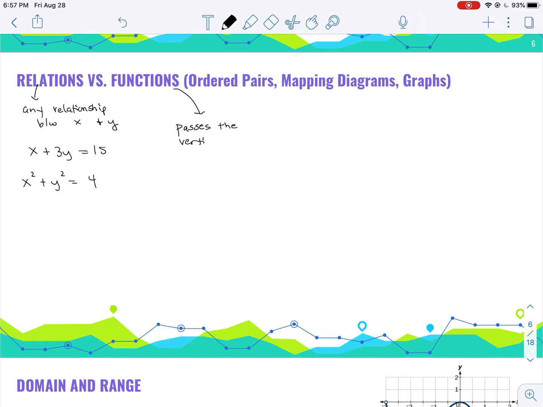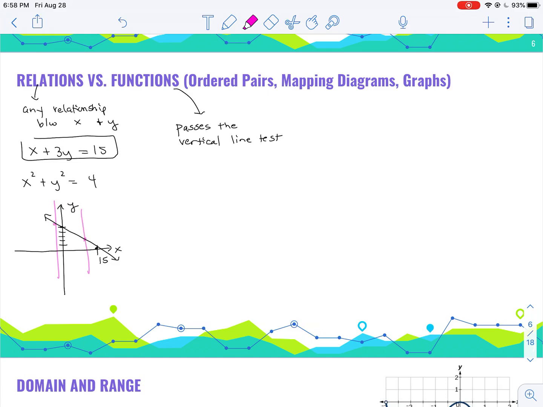It's going to pass the vertical line test, meaning that if you were to graph each of these, only one of them would pass the vertical line test. So if I graph x plus 3y equals 15, I'm just going to graph it using intercepts. So the y-intercept is 5, and the x-intercept's 15. So I'm just going to put a 15 over here. And so notice, if I were to draw any vertical line on that graph, it would only intersect my picture once. So this passes the vertical line test. So it is a function.